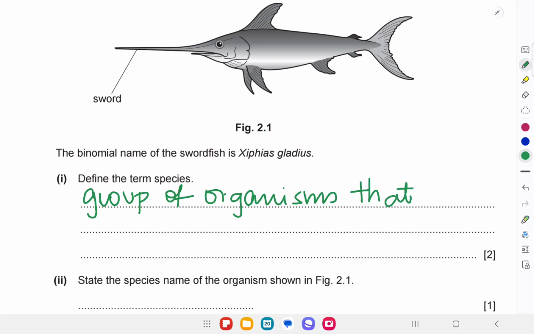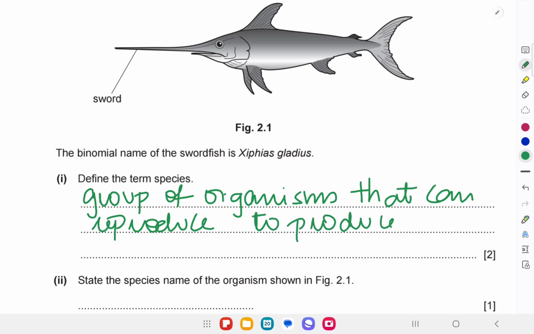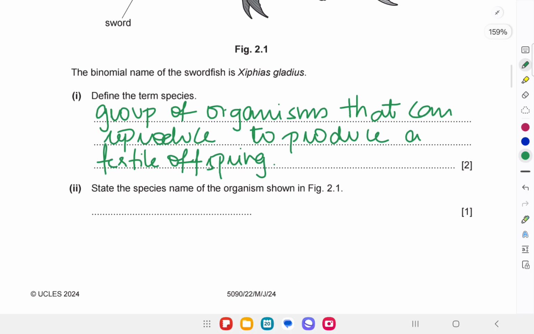Group of organisms that can reproduce to produce a fertile offspring. State the species name of the organism. So it's gladius.